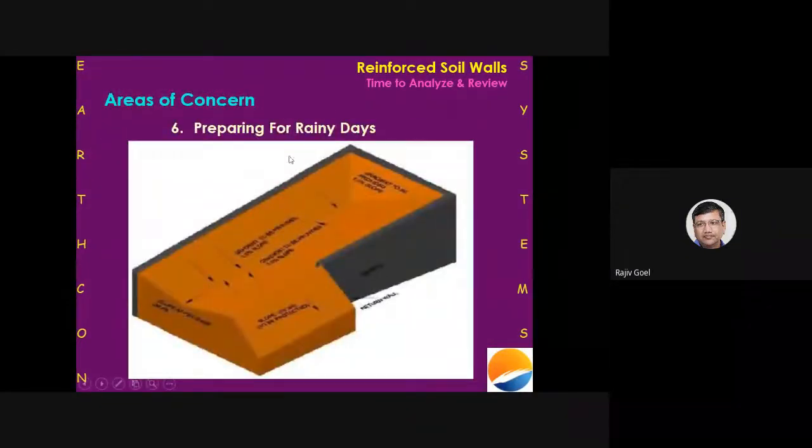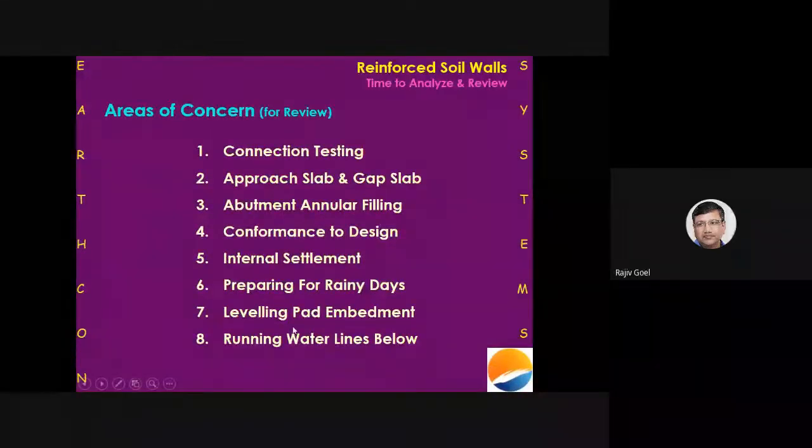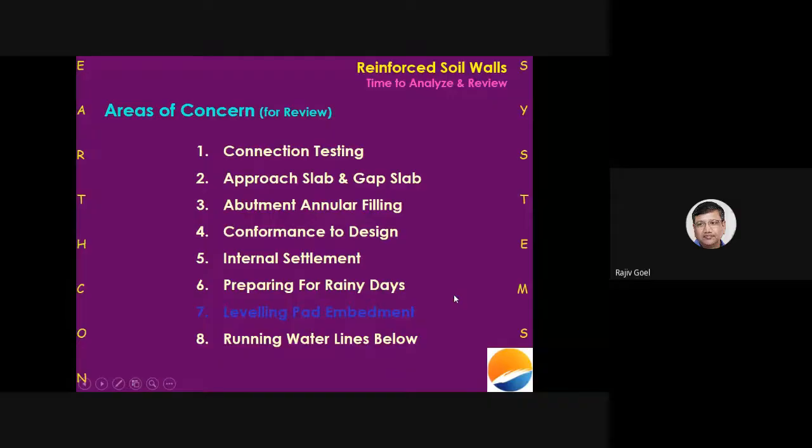So that was about preparing for the rainy days. Coming to the leveling pad amendment, I think we all understand and we all know that for reinforced soil walls, our MORTH specification calls for the leveling pad to be at about 1 meter below the outside finish level. Now that's one criterion which should be followed.